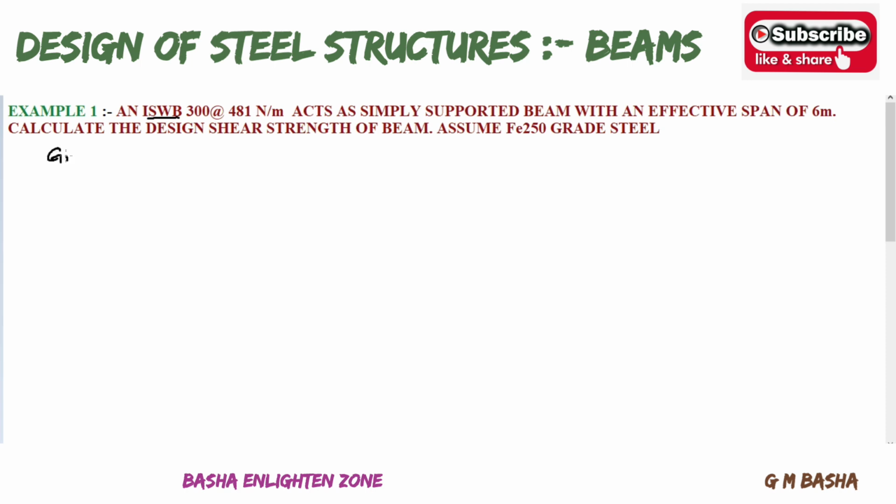So first take down the given data, that is ISWB 300, which acts as a simply supported beam with an effective span of 6 meters. They are asking to calculate the design strength of the beam. They have also given the assumed data, which is Fe 250, meaning fy equal to 250, that is the yield stress.